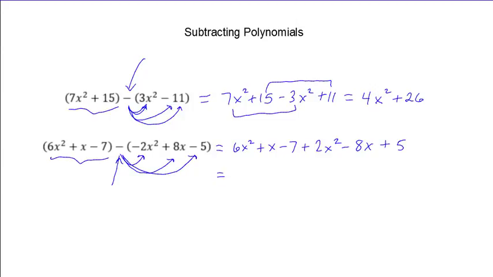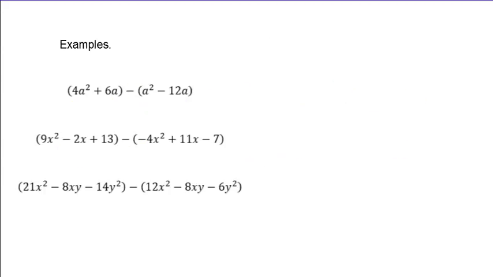So we'll finish this up. 6x squared plus 2x squared is 8 of them, 8x squared. I got a 1x. Remember, if there's not a number that you can see in front of a variable, there is a 1 there that is implied. So I have a 1x minus 8x, that's negative 7x. And then I have a negative 7 and a plus 5, and that is negative or minus 2. I'm going to advance the video, and I have some examples, so pause your video screen, do these three problems, and then check back with what I get.